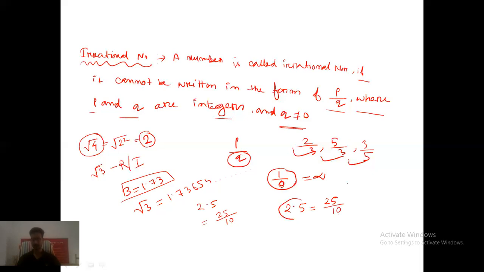But if you are given, suppose, 2.56713 and so on to infinity, then you can't express it as a rational number. Why? We can't express this in terms of p by q, because we don't know when it will terminate. So we can't express it in the form of p by q, and that's why it is an irrational number.